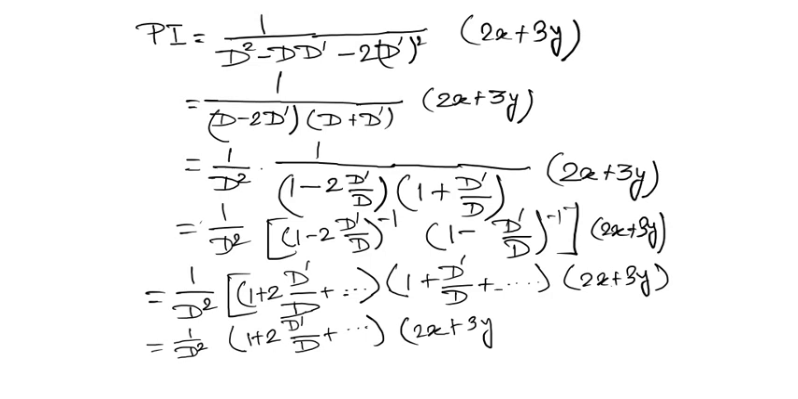Now first apply this operator D dash by D to this. Let me take another color for better understanding. I am applying this operator here. So first you have to differentiate this term with respect to y. Then you will be having 3 only, right? Partial derivative of 2x plus 3y is 3. Next, 1 by D of 3.